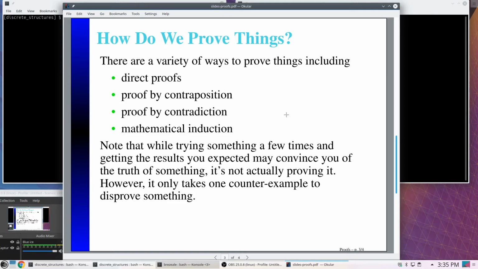Now, one of the mistakes that people often make is to think that if they tried something with several different numbers and it always worked, then they've proven it to be true. That's just not the case. That may make you believe something to be true, and you may be right, but it's not actually a proof, not in any mathematical sense. However, it only takes one counterexample to disprove something. So even if something is true for an infinite number of things, but there's one thing for which it's not true, well, then you can't say it's always true.